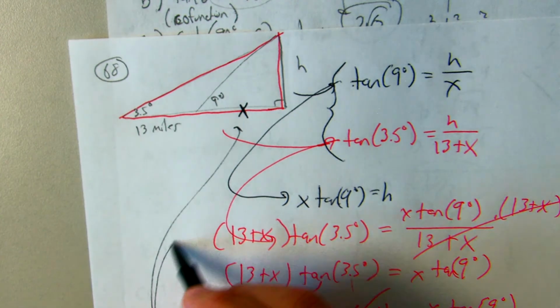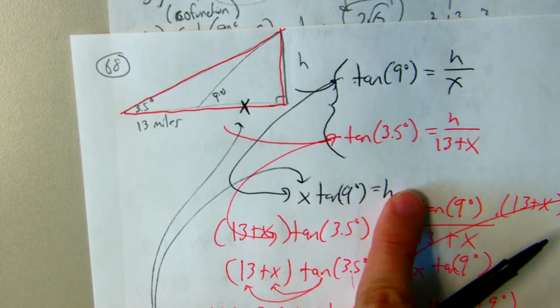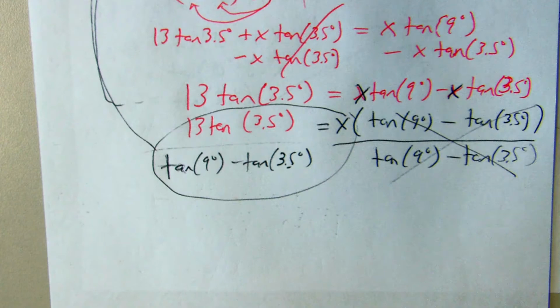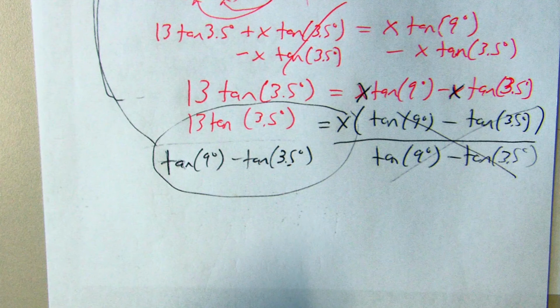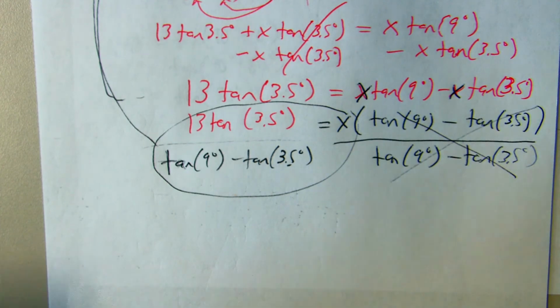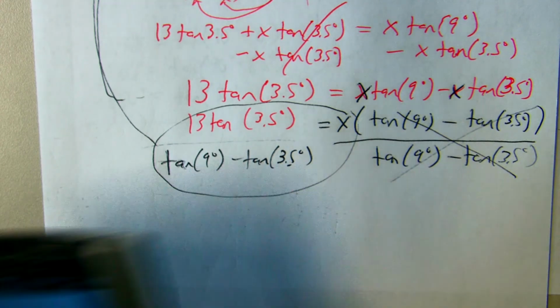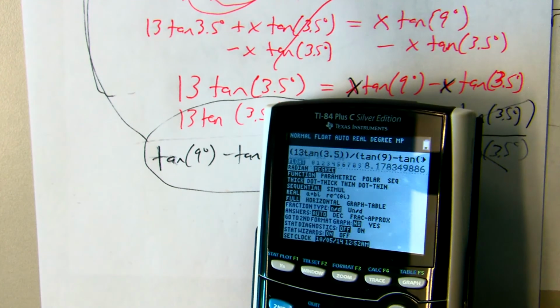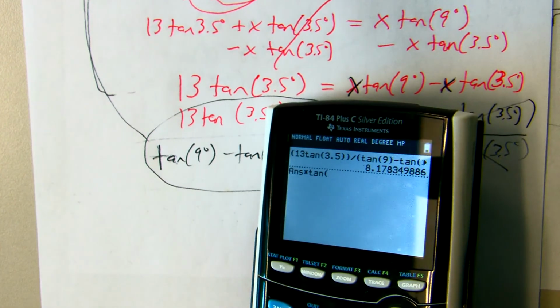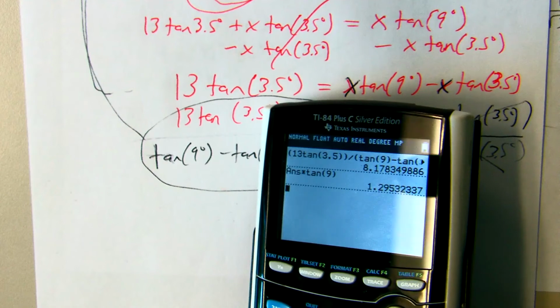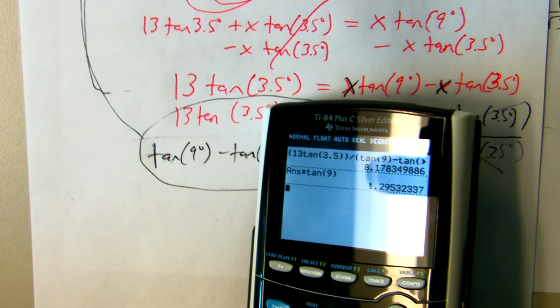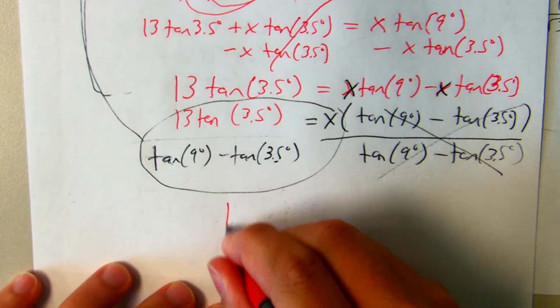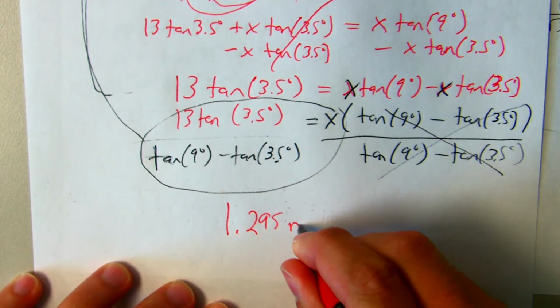So let's plug it in right here. The height of the mountain is x times the tangent of 9. So now, I'm finally ready for my calculator. X is this, assuming I'm in degree mode. That's x times the tangent of 9, and I get the height of the mountain. The mountain is about 1.295 miles.